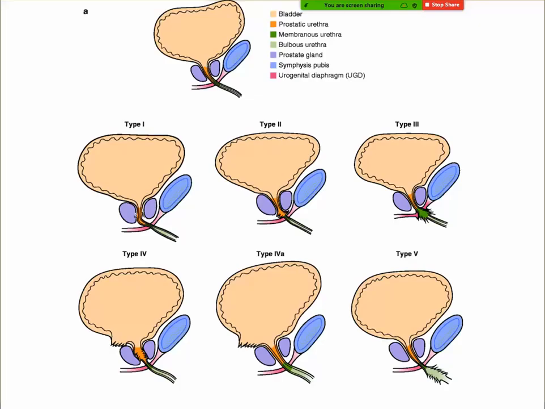Doctor, how can I recognize the urogenital diaphragm? It is at the level of the membranous urethra. The narrowest part of the urethra is the membranous urethra, and this is the level of the urogenital diaphragm.